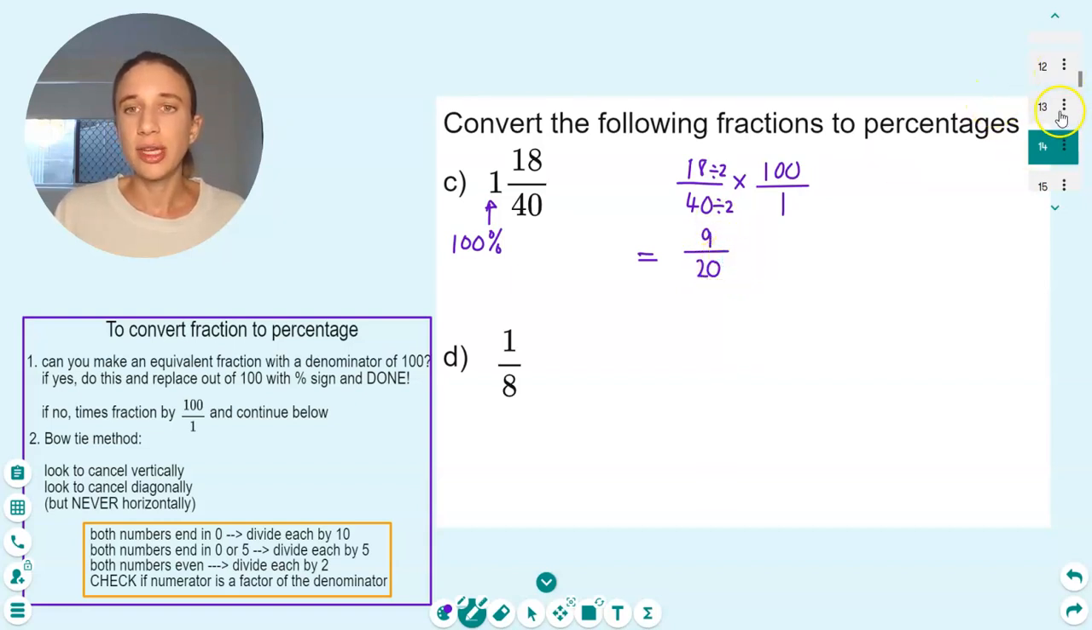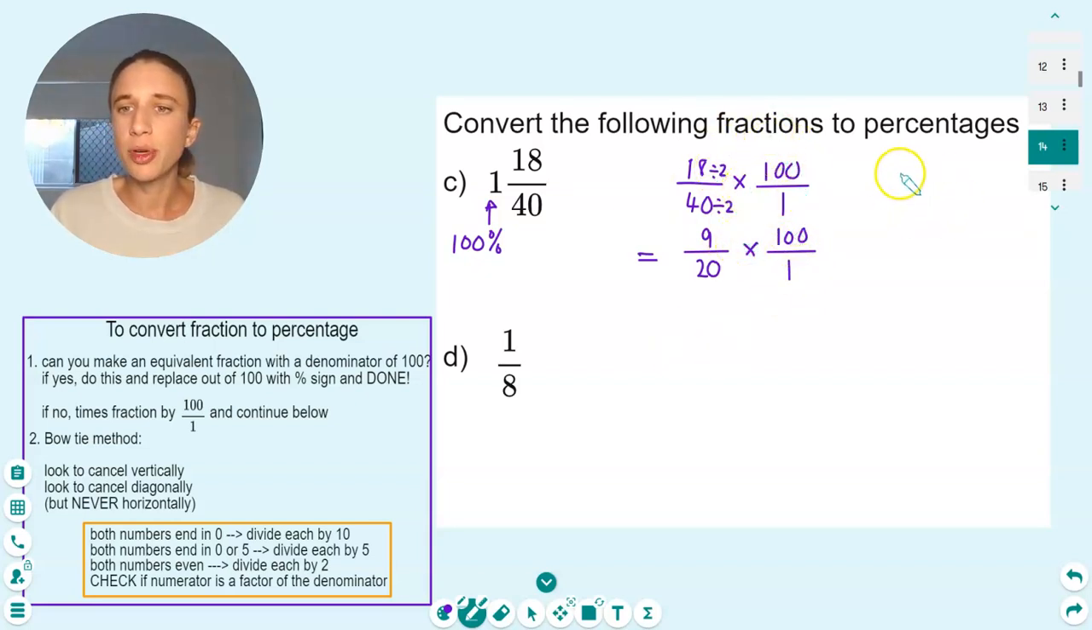So the goal of these questions is to be able to do them without a calculator. That's why we're making all these tricks. Okay, so let's just write down that 100 on 1 that we've ignored for now. 100 on 1. So the bow tie method says look to cancel vertically.